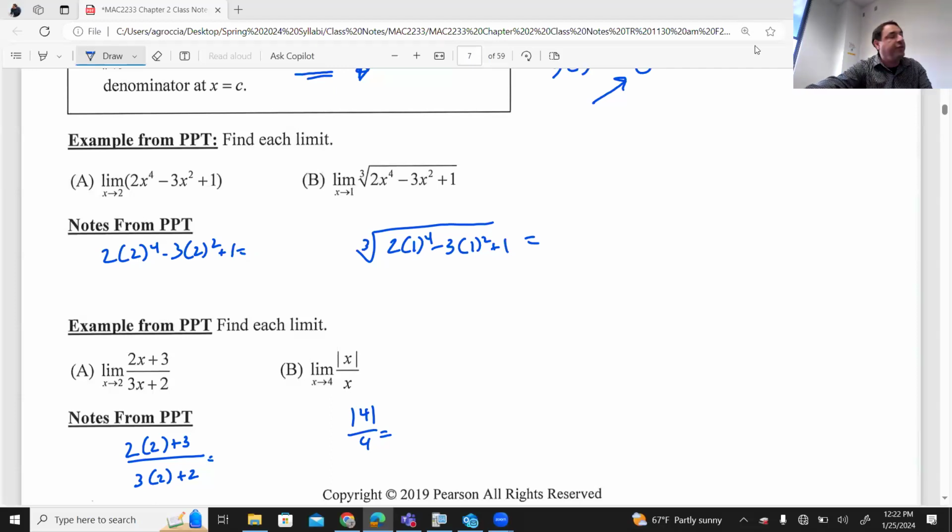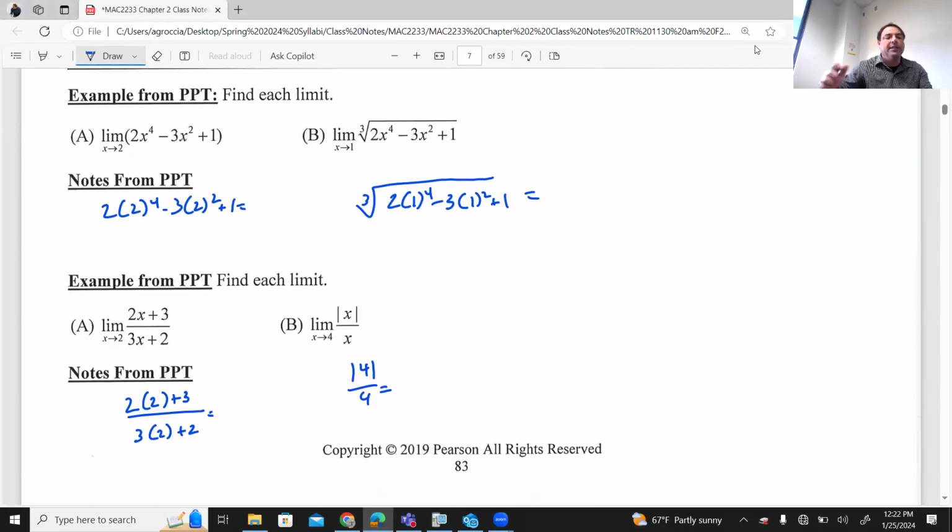As we look at each one, again, there's no issues plugging it in. That's why we're able to. What do you get for the first one? 21. What do you get for the second one? 0. That should be 0, because that's 1 to the 4th is 1. 1 times 2 is 2. This would be 1 squared. It's 3. 2 minus 3 is -1. -1 plus 1 is 0. Cube root of 0 is 0.